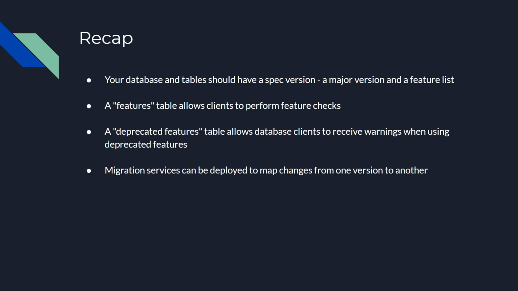So to summarize, your database should have a major version and feature list where each table is a feature. Each table should also have a major version and feature list where each column is a feature. Finally, each column has a major version. A features table can be used to store features and version information, allowing database clients to perform feature checks. A deprecated features table can be added, allowing database clients to receive warnings when deprecated features are in use.